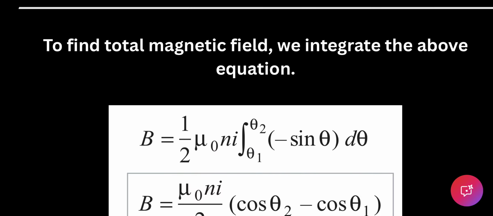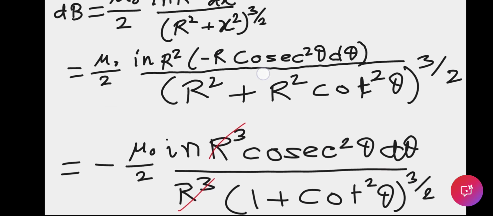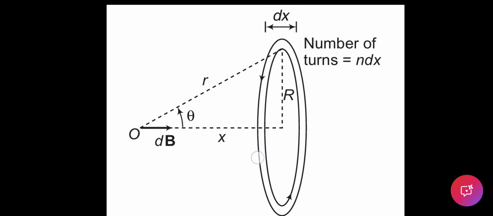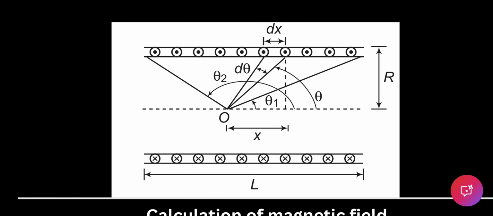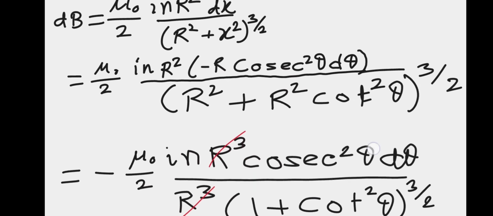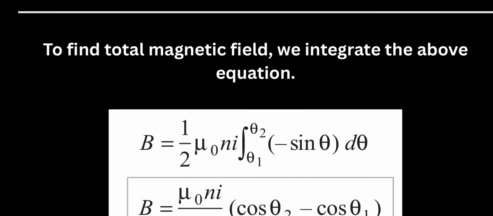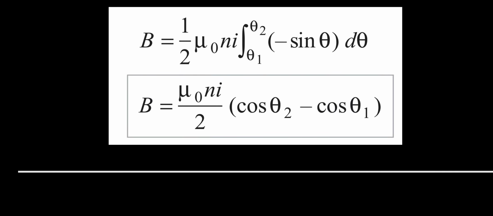So what are theta 1 and theta 2? In this picture, by taking this limit theta 1 to theta 2, we just cover the whole length L of the solenoid. So the final expression is mu 0 n I by 2 into (cos theta 2 minus cos theta 1).